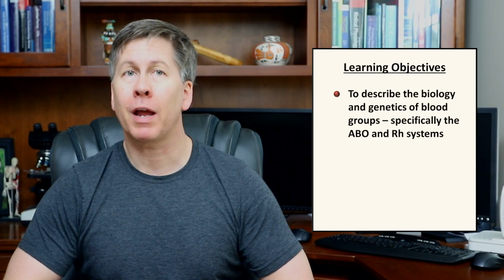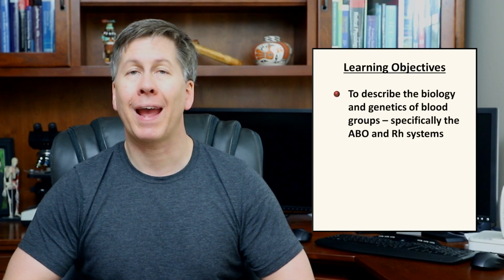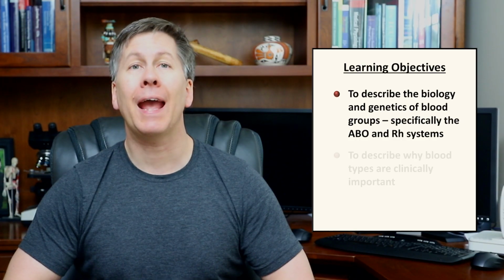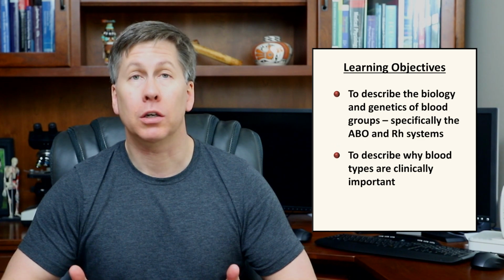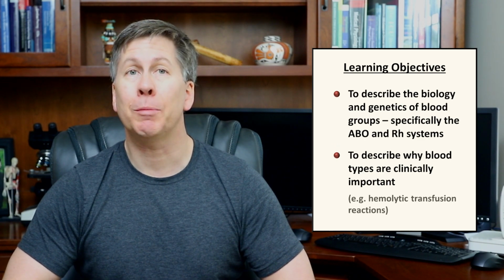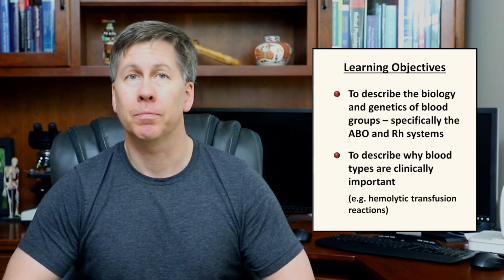Today I'm talking blood types. By the end of this video, you'll be able to describe the biology and genetics of blood groups, specifically the ABO and Rh systems, and to describe why we need to worry about blood groups and blood typing at all, specifically focusing on hemolytic transfusion reactions.